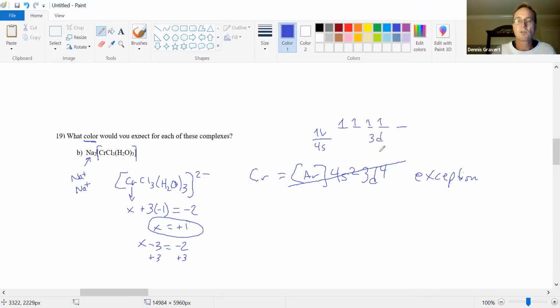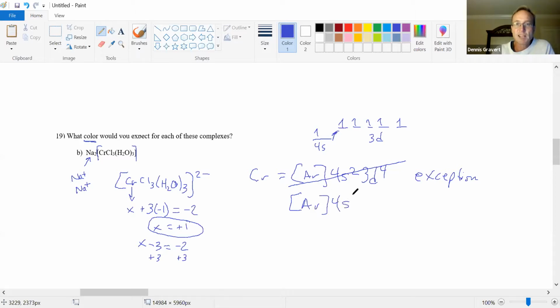Well, it turns out for chromium, one of these electrons moves over. And now this gives the element a little more stability. Something about having the d orbitals half filled makes it more stable. So even though it takes a little bit of energy to move, the electron was here, give it a little more oomph, but overall, it's much more stabilizing. It kind of lowers in energy. You just have to remember that.